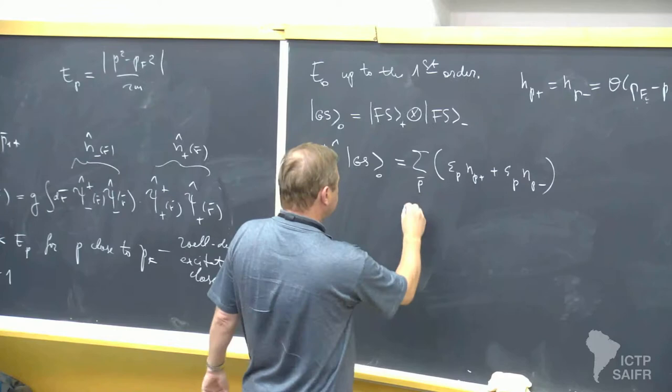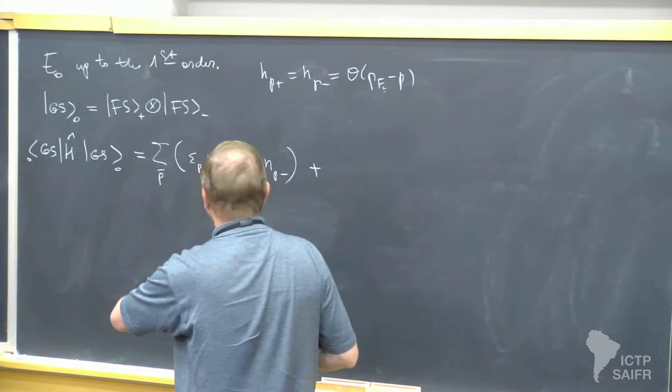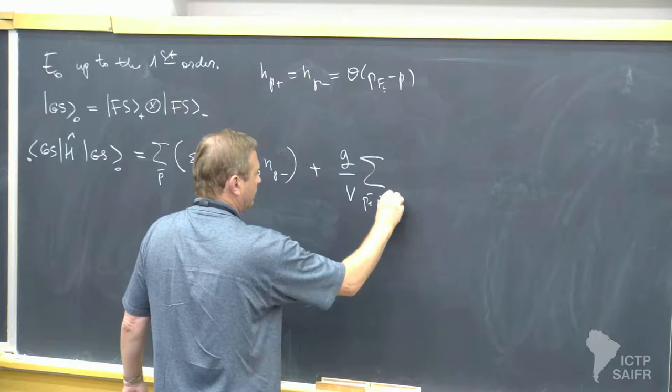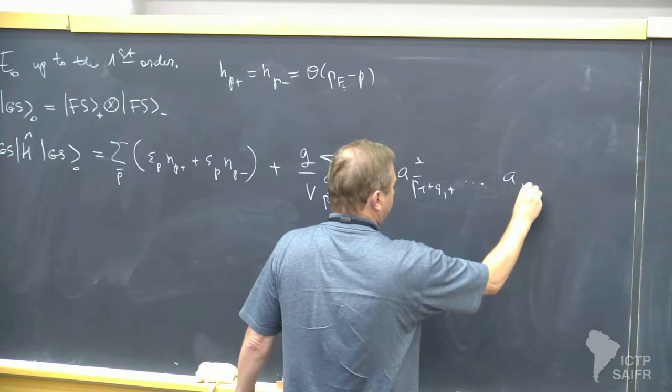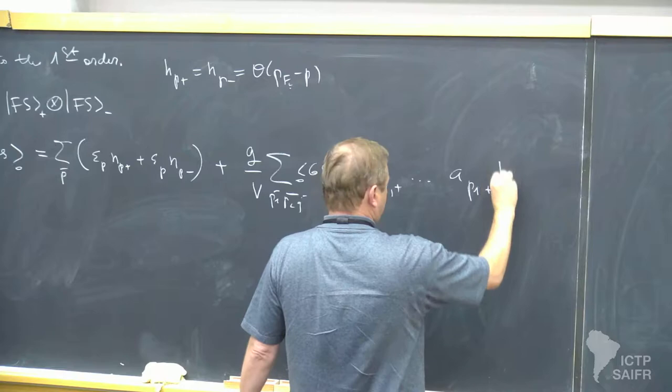And this is, we know it's, okay, we continue, plus, now we have an interaction part, g over V, sum over p1, p2, q, and now we have this, g s0, and then we have this a p1 plus q plus dagger, and then in the end, n p1 plus, and then let me write only the first and the second at this moment.